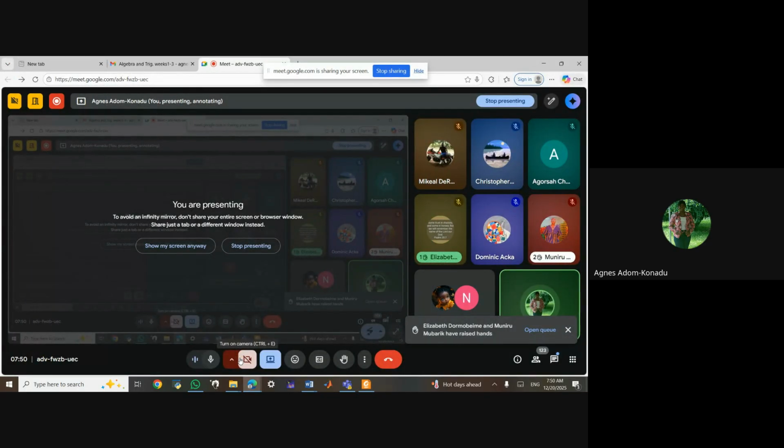Yeah, Elizabeth. Yes, madam. Please, the union of a set is the combination of both sets. It's like putting two sets together. Okay, so putting the elements in both A and B. Thank you. And then move back.